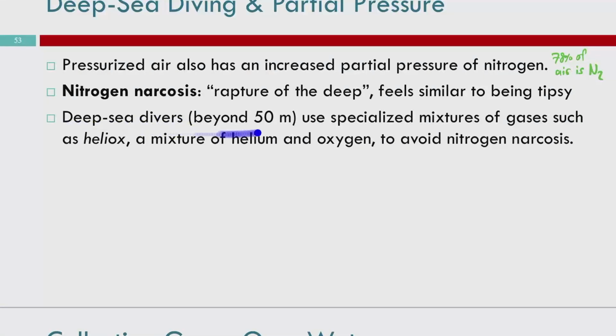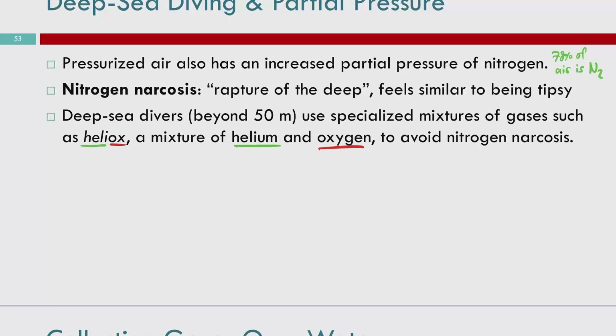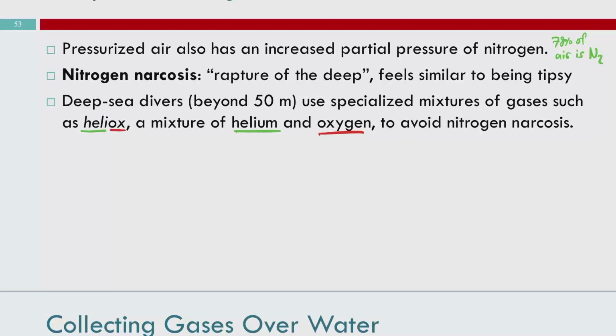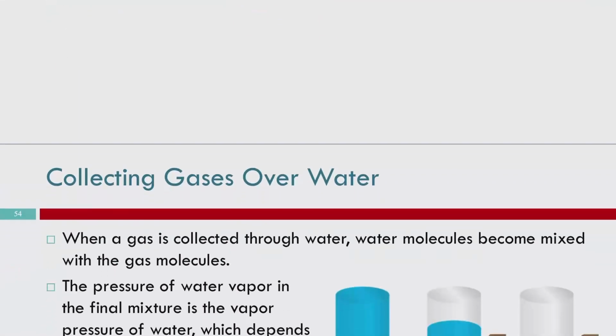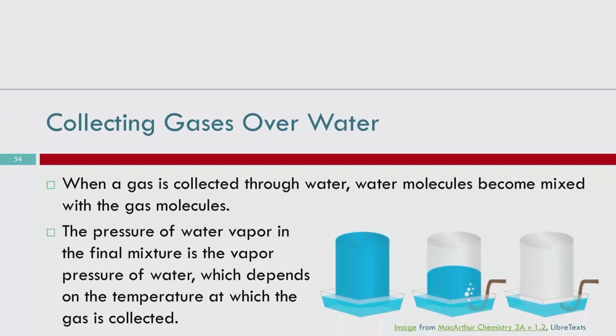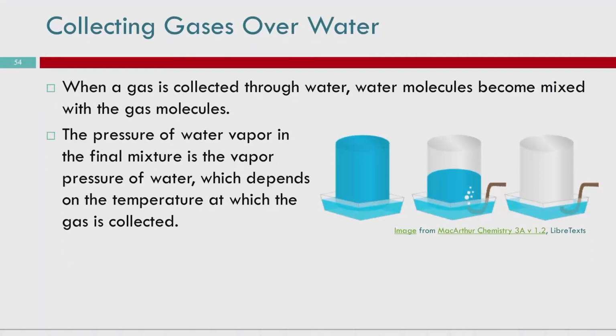Deep sea divers, people that are below 50 meters, use a specialized mixture of gases like heliox. Heliox is helium and oxygen, and this avoids nitrogen narcosis, since helium doesn't really react with your body, and you can adjust the amount of oxygen that's in your gas mixture so that you don't get oxygen toxicity. The reason that we mentioned heliox there is because we'll be using it in a later example.